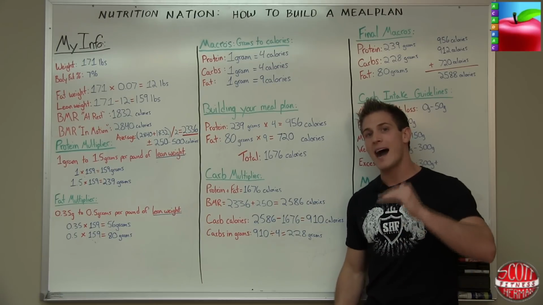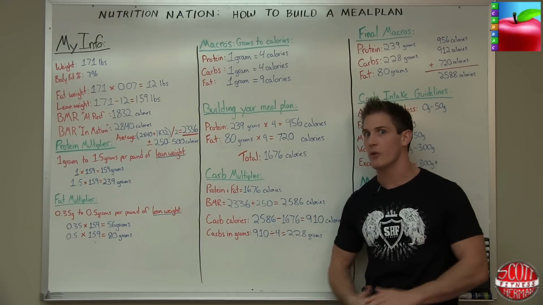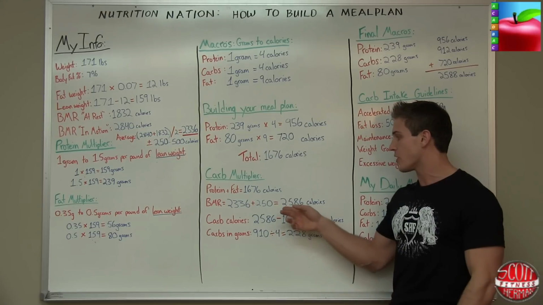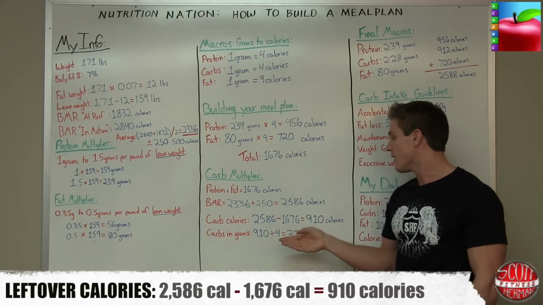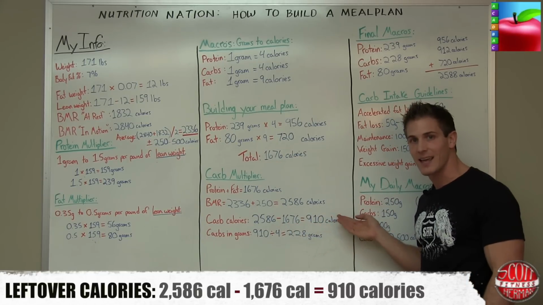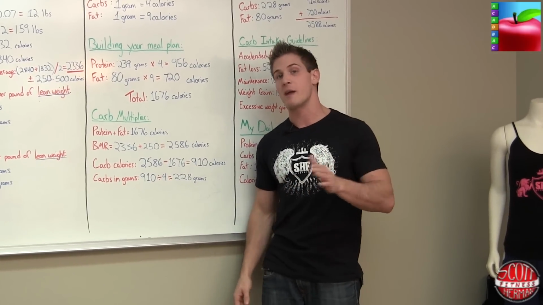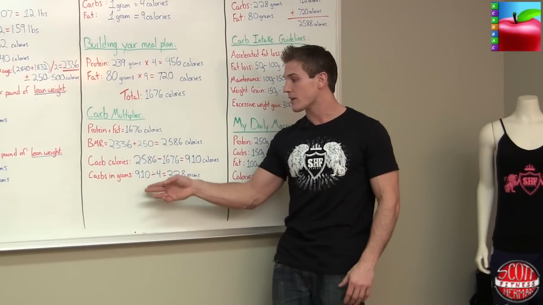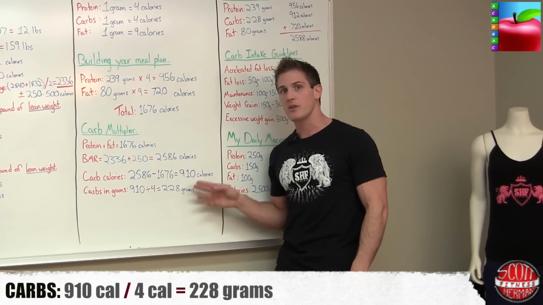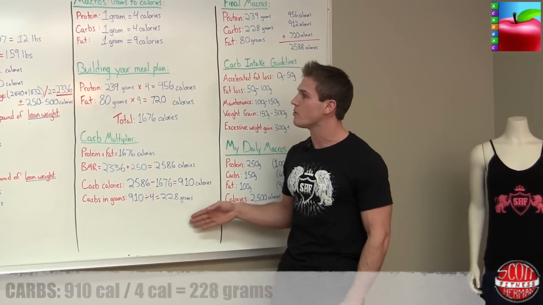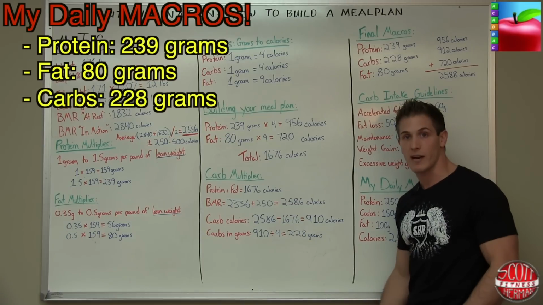And so in order to figure out how many grams of carbs you should be eating a day, you have to first figure out what those leftover calories are. And the way you do that is very simple. You take your new goal for your BMR and you subtract it from the amount of calories you're taking in right now from protein and fat, and that's going to come out to 910 calories. And all you're going to do to figure out what your carbs are in grams, now remember, per gram of carbohydrates is 4 calories. So 910 calories divided by 4 comes out to 228 grams. So in order for me to reach my goal, I need to be consuming 239 grams of protein, 80 grams of fat, and 228 grams of carbohydrates.